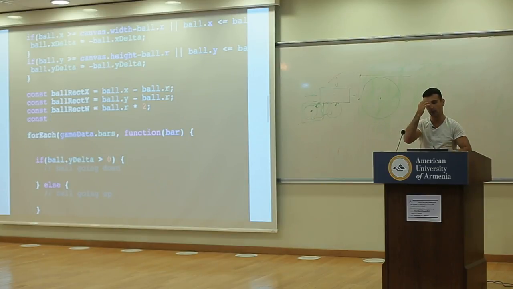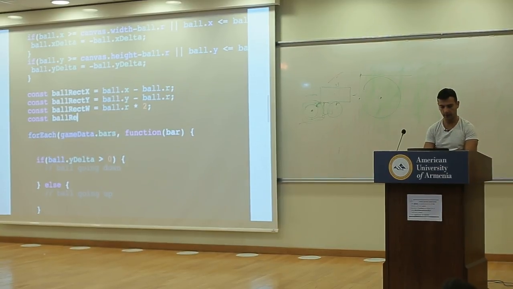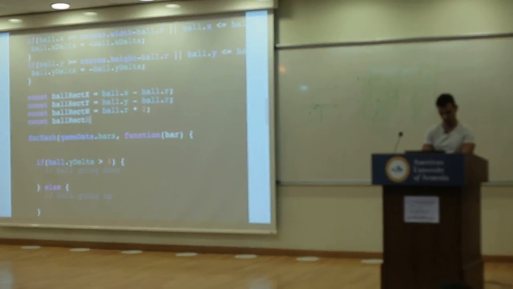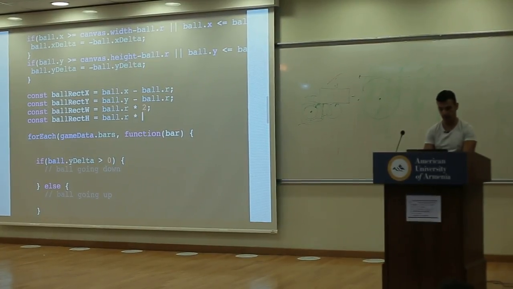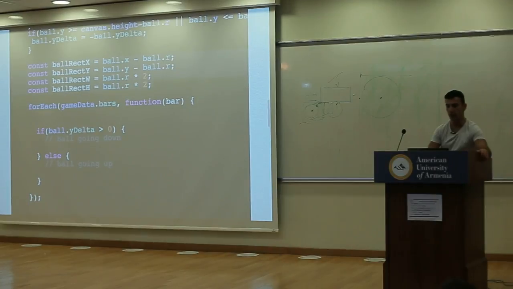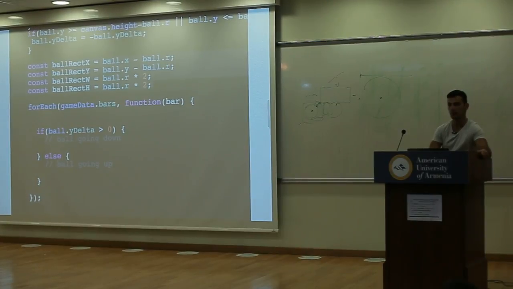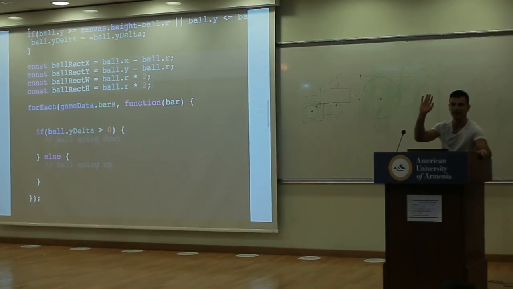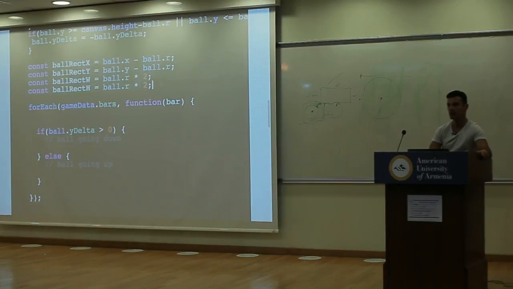Okay? So now, ball rect height is ball.r times 2. So this will give us the coordinates of the box around the circle. So now I have this box, and I have this bar, which is also a box, and I need to see if they are intersecting.